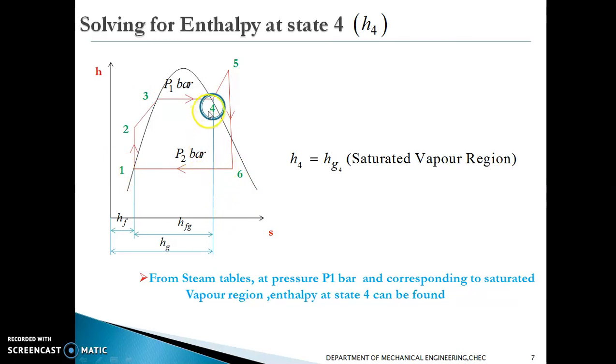Next, coming to state 4, state 4 is a point on the saturated vapor line. In the saturated vapor line, the enthalpy can be represented with a suffix g, so h4 can be represented as hg4. This enthalpy value can be found from the steam tables at pressure P1 bar, corresponding to the saturated vapor region, the hg value. And the enthalpy at state 4 can be obtained.